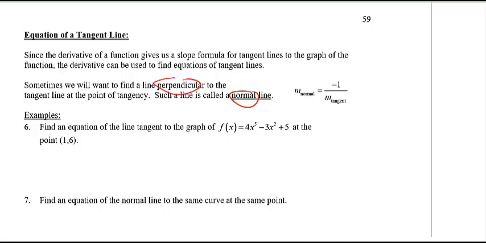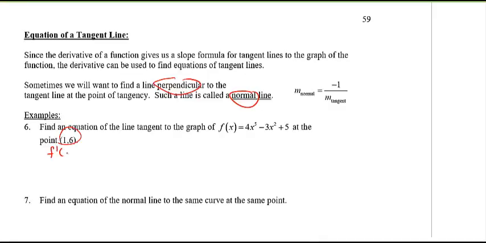So let's go ahead and try this now. Find the equation of a line tangent to this graph at a particular point. Well, what did I say we need? We need the slope and we need the point. We got the point. Cool. We need to find the slope. How do we find the slope? Yeah, it's the derivative. So let's go ahead and take the derivative.